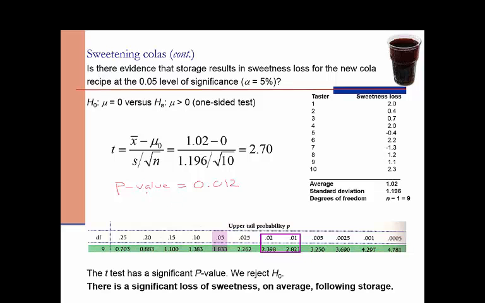Okay, and since you know the p-value is less than or equal to alpha, at alpha of 0.05, right? The p-value is less than or equal to that, therefore we reject H0 and accept H1. Okay, so there is a significant loss in sweetness on average following storage. Okay, just like a z-test, t-test, the only difference is using the sample standard deviation here and the t-distribution.